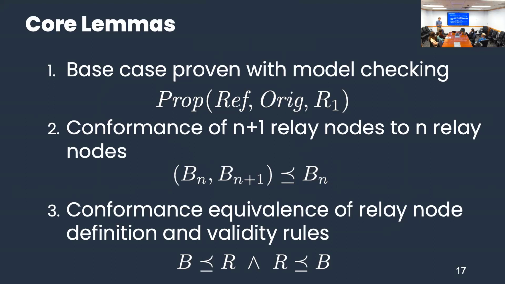We're going to use an inductive proof that has a base case that we're going to prove with model checking. That base case is just a system with a single referee, a single originator, and a single relay node. We're going to verify that all four properties hold there.